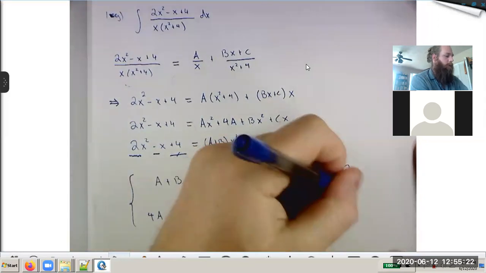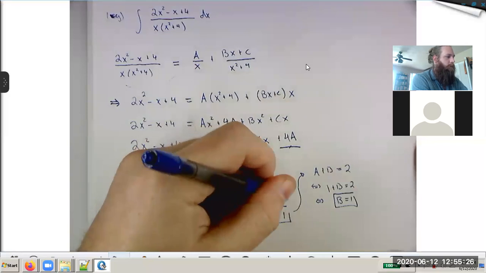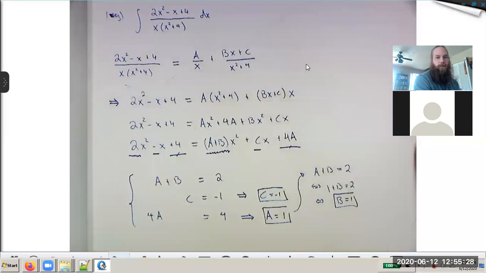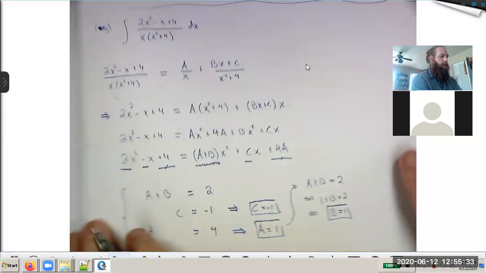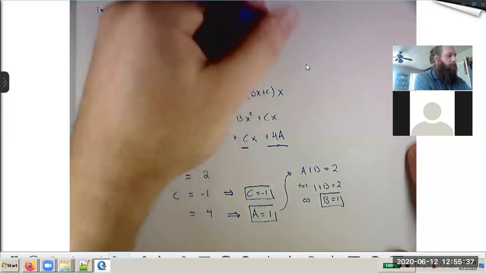A equals 1, b equals 1, and c equals -1. So now I have found my missing coefficients. So I return to my PFD setup.